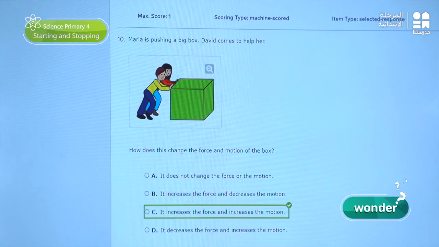The second choice is it increases the force and decreases the motion. Let's think. Will the force increase? Yes, that's right. Will the motion decrease? Decrease معناها إنها بتقل. Of course not. Because we made this in our investigation. And so when the pushing force of the car increases, the motion energy increases and the car moves further. This is a wrong choice.